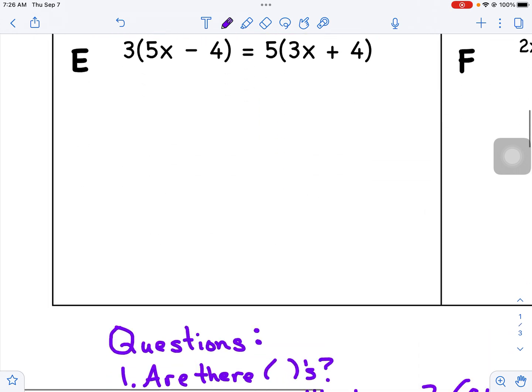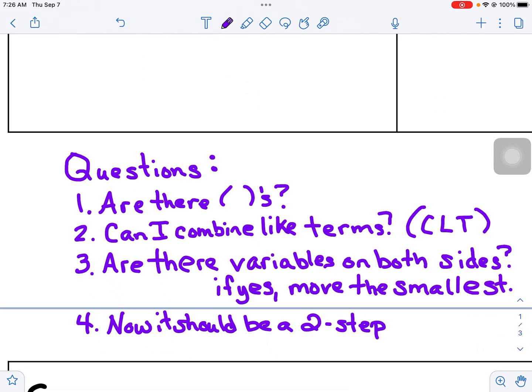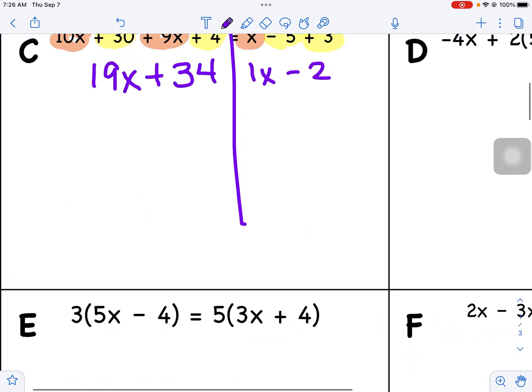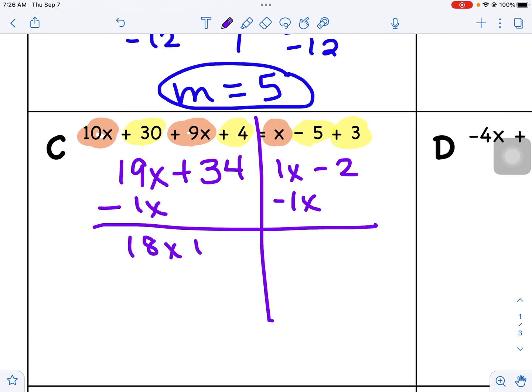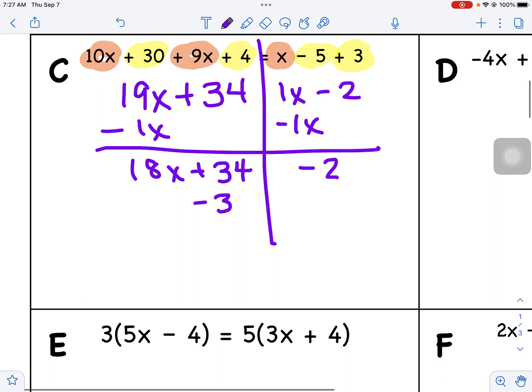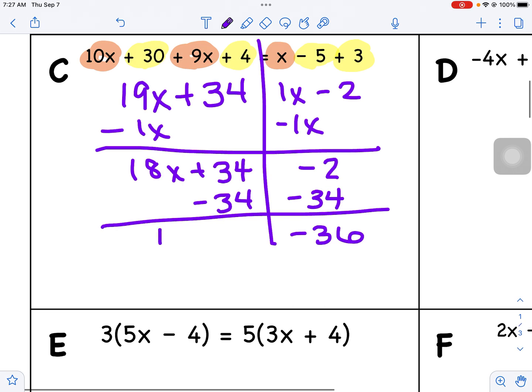Now I'm going to look at the next question, which says, are there variables on both sides? And the answer is yes, so I'm going to move the smallest one. So clearly the 1x is smallest, and because it's positive, I'm going to subtract 1x from both sides. And now I have 18x plus 34 equals negative 2. And it's a pretty straightforward two-step now. I'll just subtract my 34. I get negative 36. We're going to divide both sides by 18. And I should get an answer of x equals negative 2.